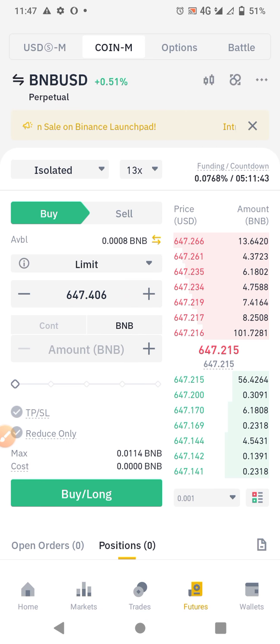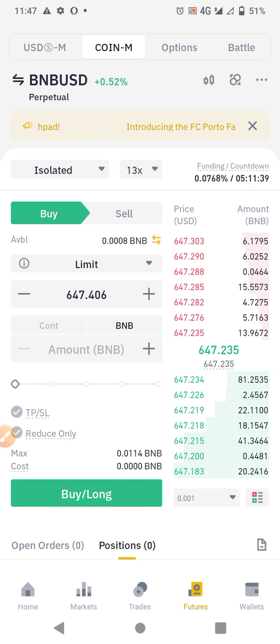Now, before I make a trade, I want to teach you how to use the Binance calculator.